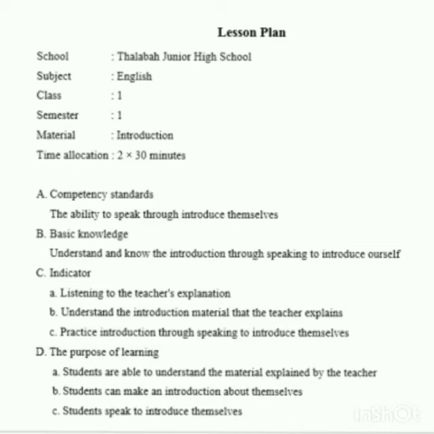And then indicators, A. Listening to the teacher's explanation. B. Understand the introduction material that the teacher explained. And then C. Practice introduction through speaking to introduce themselves. The purpose of learning. A. Students are able to understand the material explained by the teacher. And then B. Students can make an introduction about themselves. And then C. Students speak to introduce themselves.